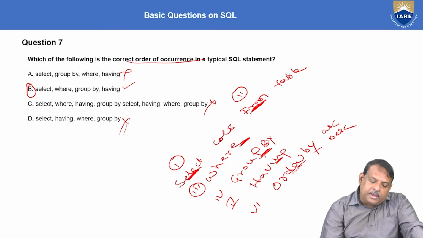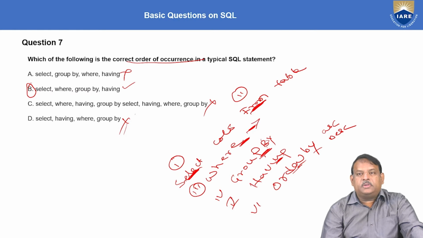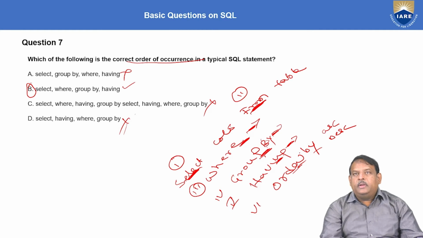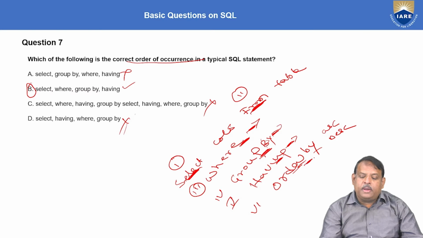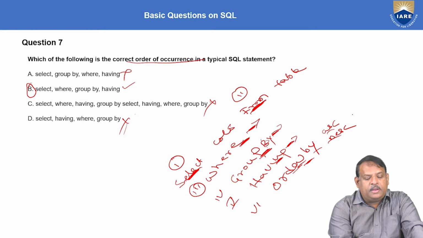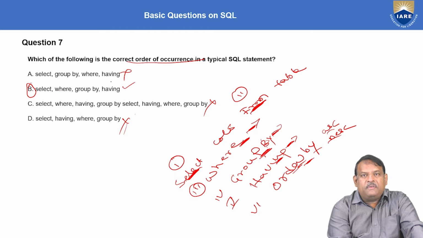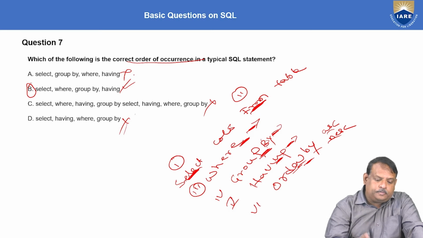So if you want to minimize the number of rows from a table, we have to use the where clause. If you want to group your data based on some criteria, then we have to use a group by. In order to reduce the number of groups, you have to use the having clause. In order to sort the data, we have to use order by ascending or descending. So here the right answer is select, where, group by, having clause. So B is the right answer.